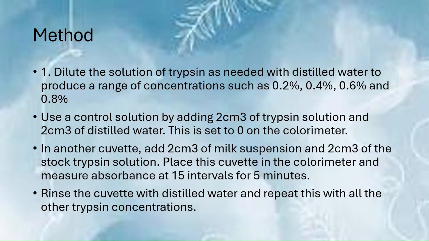In another cuvette, add 2 centimeter cubed of milk suspension and 2 centimeter cubed of the stock trypsin solution. Place this cuvette in the colorimeter and measure absorbance at 15 second intervals for 5 minutes. Rinse the cuvette with distilled water and repeat this with all the other trypsin concentrations.